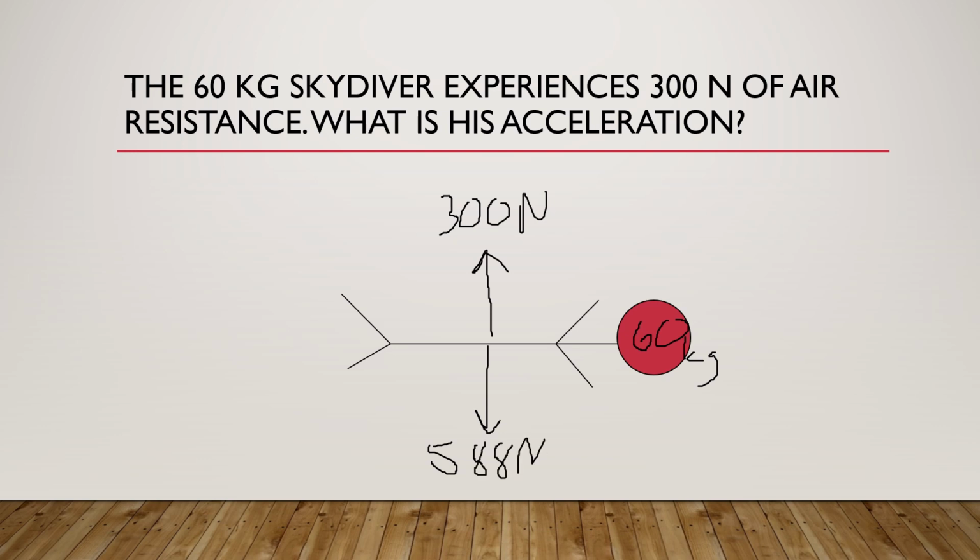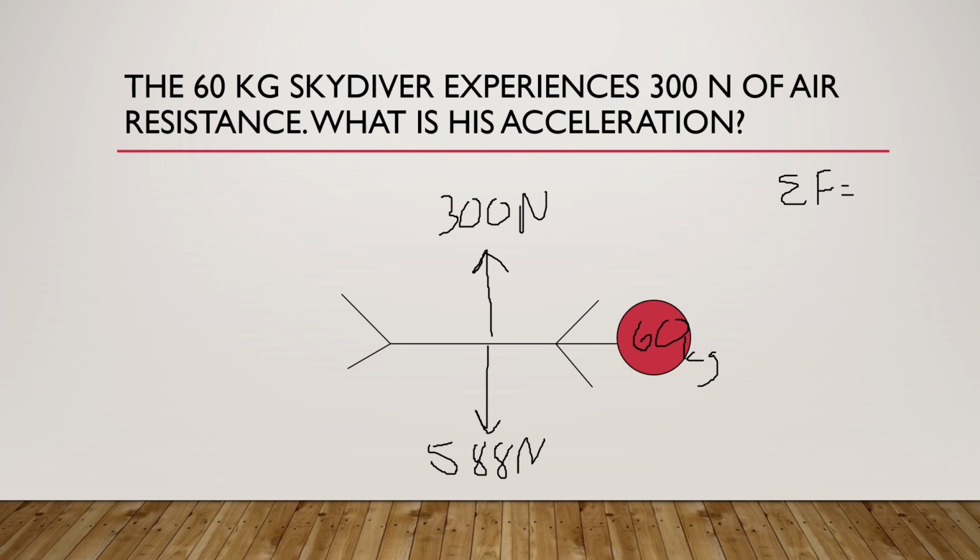Awesome. So, just like we did before, these are the old problems. But think about it in terms of vectors. Instead of adding the x-axes, now we're adding y-axes. Up is positive, down is negative. So let's think about it. What's the net force? 588 minus 300.